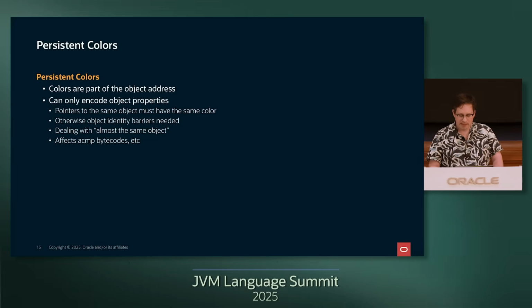So let's talk a bit more about persistent colors. With persistent colors, since the bits stay around after a load, they become part of the object address. And because they're part of the object address, you can only really encode properties of the object. Because if you start exposing different bit patterns pointing to the same object, you might get into a situation where you need object identity barriers, because you have objects that look like they are almost the same object, plus minus some bits. And you don't really want to have object identity barriers.